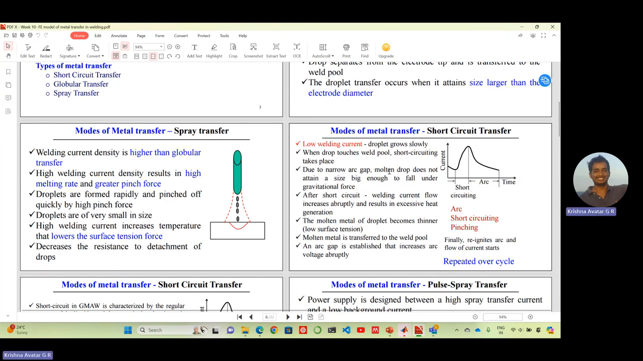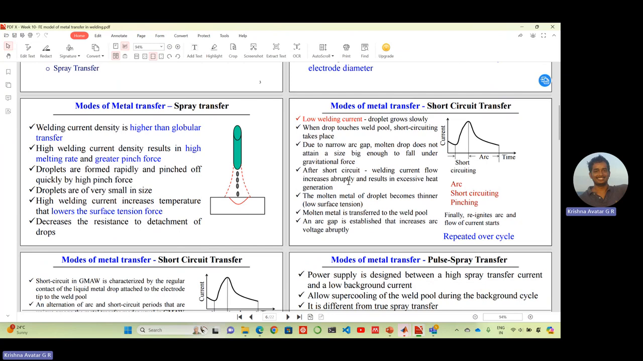Due to the narrowed arc gap, the molten drop does not attain a size big enough to fall under gravitational force. After short circuit, welding current flow increases abruptly and results in excessive heat generation. The molten metal of the droplet becomes thinner, with low surface tension, and the molten metal is transferred to the weld pool. An arc gap is established that increases arc voltage abruptly. So here we started with the arc, then there is short circuit, which pinches off and finally reignites the arc, and the flow of current starts. And this keeps on repeating.